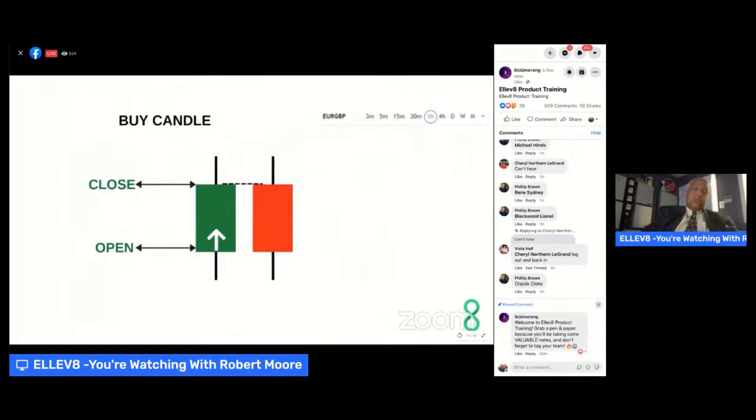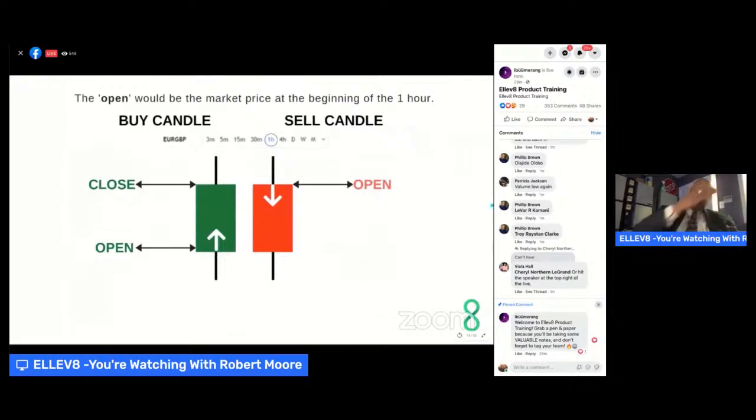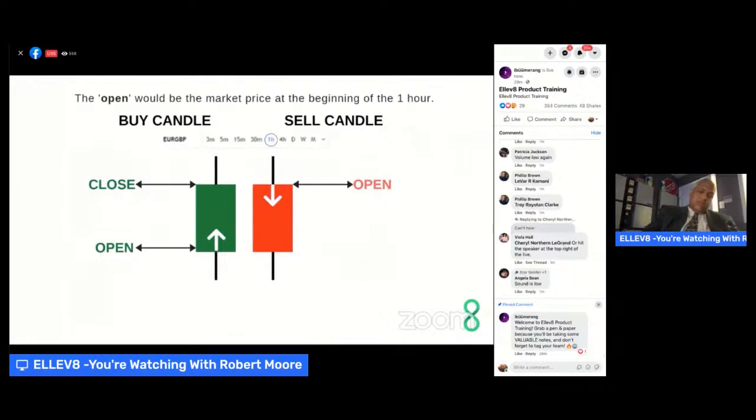Now let's assume that the 1 hour period has ended and it's time for a new candlestick. After the 1 hour or 60 minutes is done, a new candlestick will form. The next candlestick will open where the last candlestick closed. In this example, the last candlestick closed at the top, so the next candlestick will form where the last one finished. Now let's assume the next candlestick is a sell candlestick. A sell candlestick is the opposite of a buy. Buyers push the market up and sellers push the market down. So the open price for a sell candlestick will be at the top of the bar.